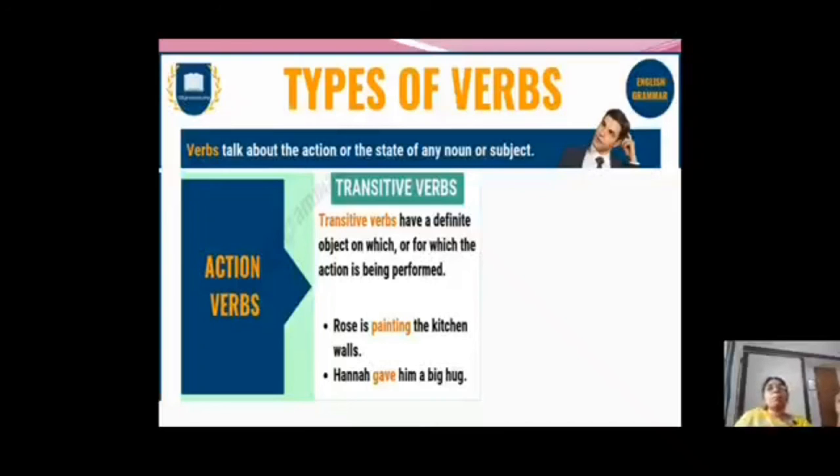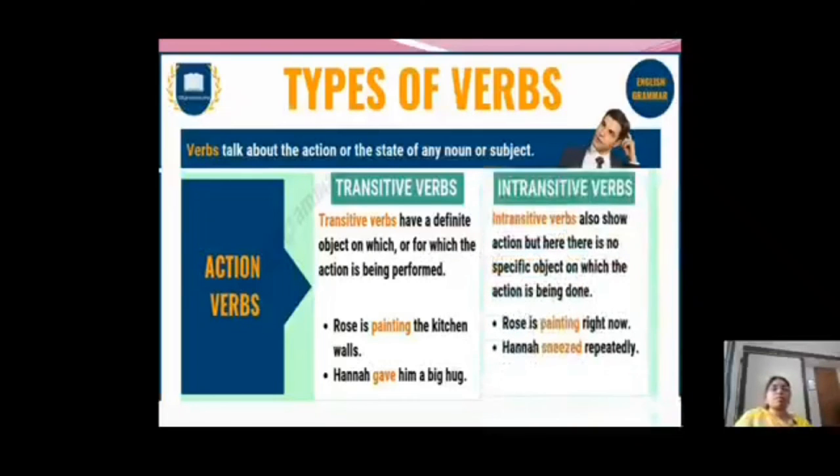Hannah gave him a big hug. So gave is a transitive verb there. Intransitive verbs, I told you, have no specific object. Rose is painting right now. Before, I told you Rose is painting the kitchen wall, so the object is there and the subject is also there. Now the same as intransitive: Rose is painting right now. Hannah sneezed repeatedly. Right? So these are all intransitive verbs.